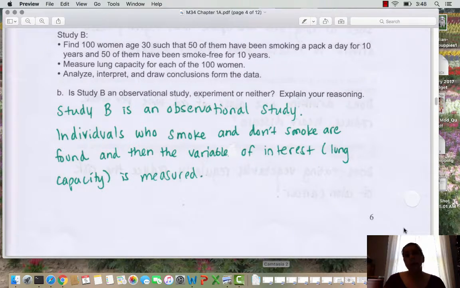Study B, find 100 women aged 30 such that 50 of them have been smoking a pack a day for 10 years and 50 of them have been smoke-free for 10 years. Measure lung capacity for each of the 100 women.